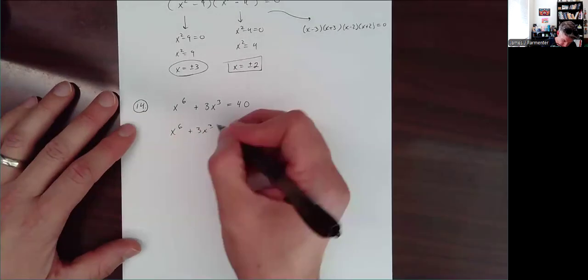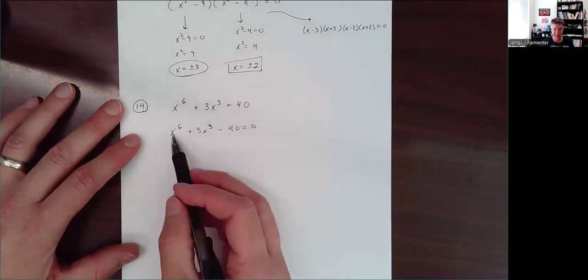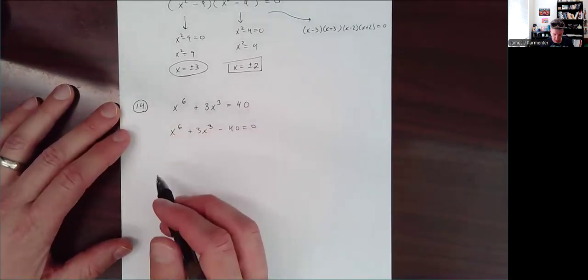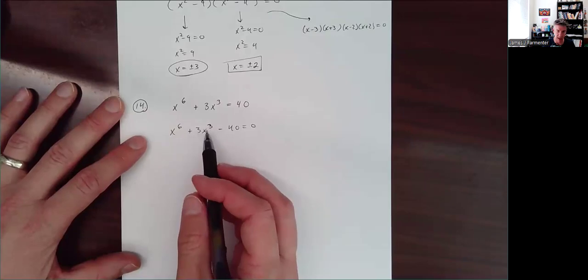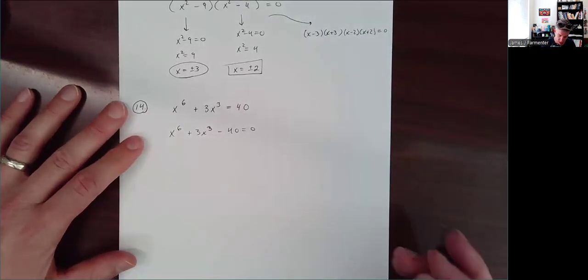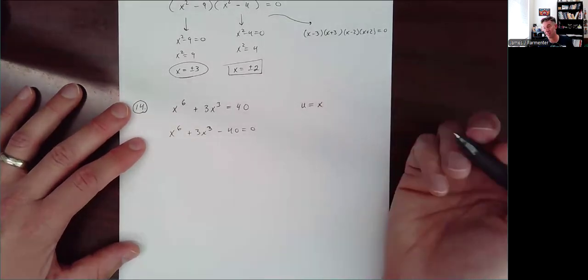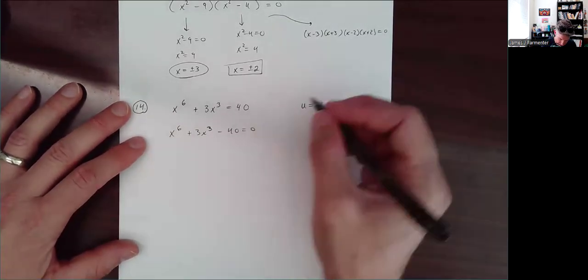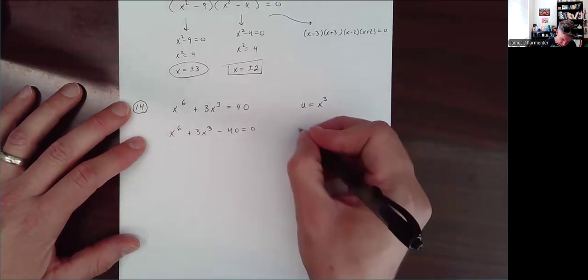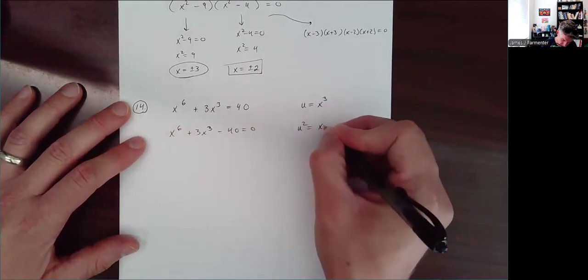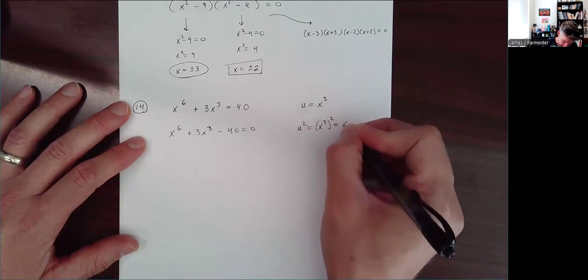And what some people like to do, instead of just seeing that x to the 6th is x to the third times x to the third, they say, well, I'm going to do what's called a u substitution, where I'm going to let u equal x to the power that is closer to 0. So I'm going to let u equal x to the third. And then I'll point out that u squared is x cubed squared, which is x to the 6th.